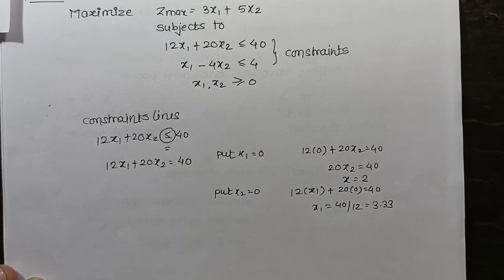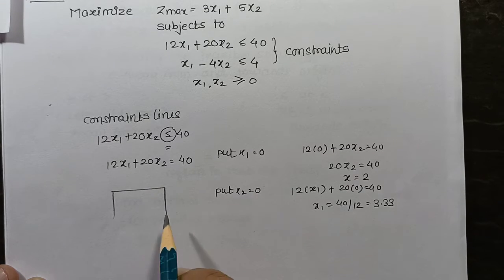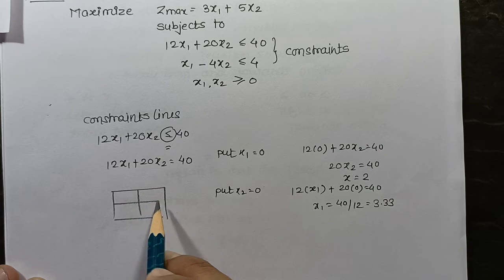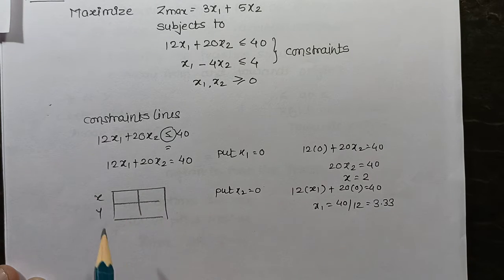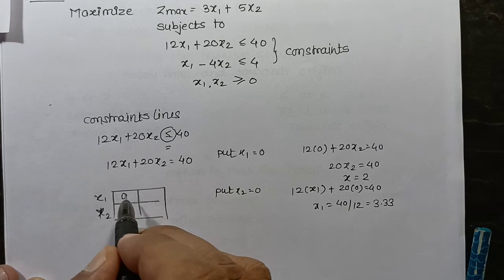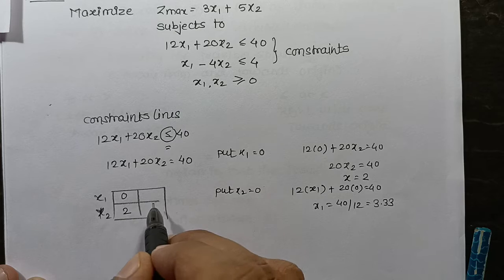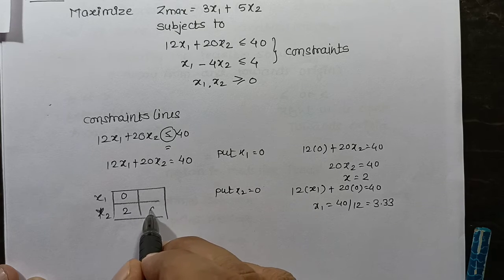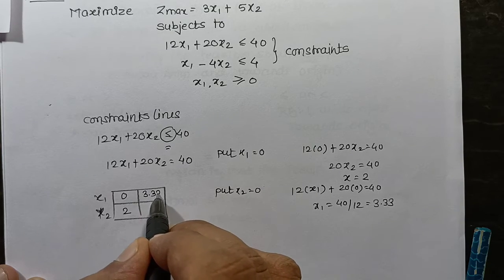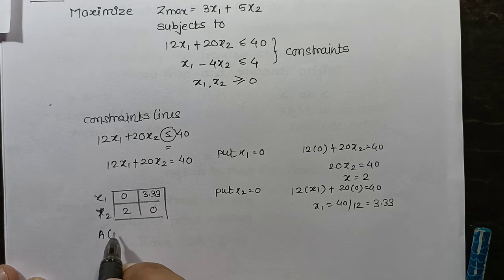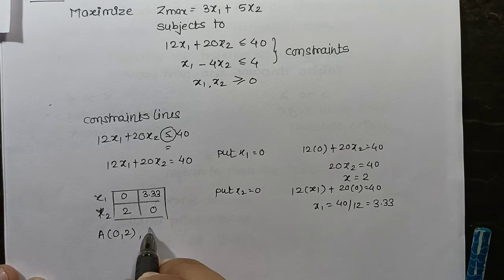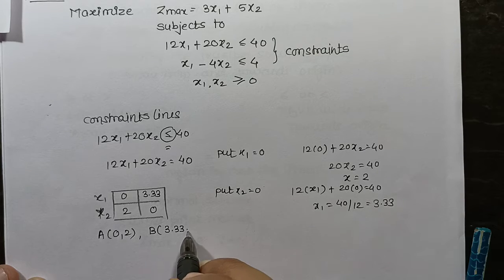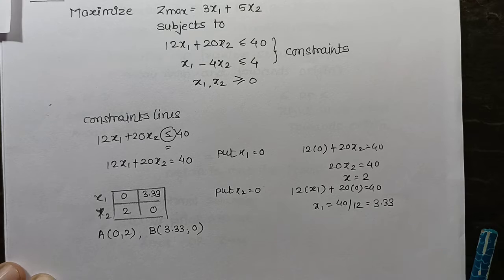that is 3.33. As I said in my previous lectures, let's make a table which shows x1 and x2. When x1 is 0, x2 is 2, and when x2 is 0, x1 is 3.33. So I got two coordinates here, one is A, 0 comma 2, and the other is B, 3.33 comma 0. These are my first line coordinates.